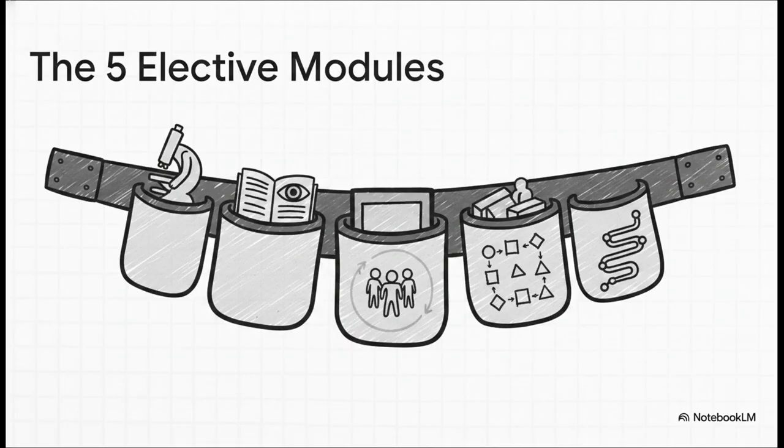And here is that exact toolbelt laid out for you. The 5 electives straight from the 5 rounds prompt library are Module M9 for N of 1 research, M10 for journal reading, M19 for community medicine, M25 for thematic analysis, and M7 for longitudinal cross-case learning.